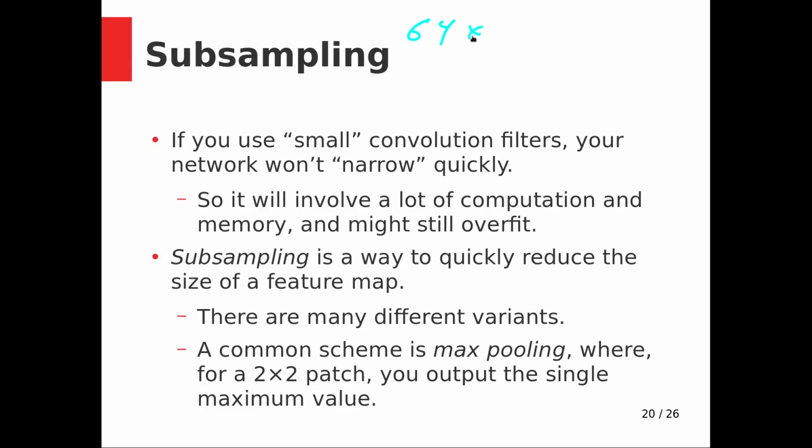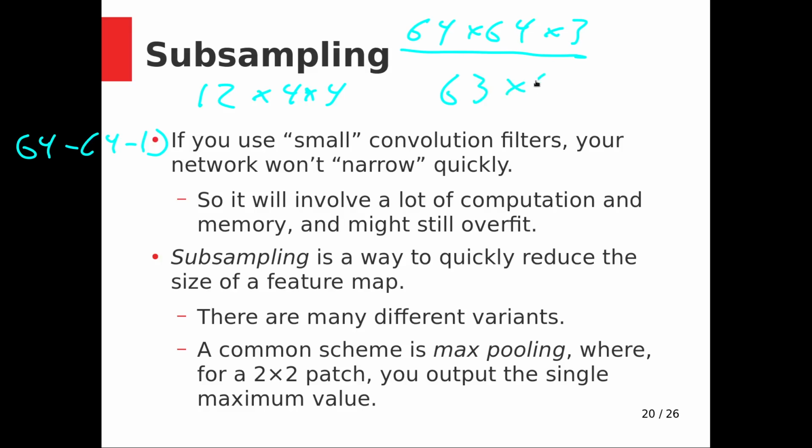What I mean is, if you have a 64 by 64 by 3 color image, that's fairly big, right? If you want to feed that into 12 convolutions that are each 4 by 4, how big is your output? Well, your output is going to be 64 minus 4 plus 1 to a side, or 61 by 61. Each feature map is 61 by 61, by 12 for the number of filters, right? So 61 by 61 and 12 of them.